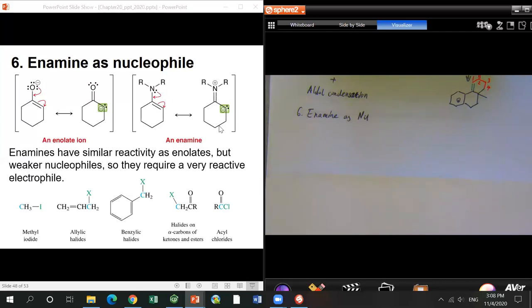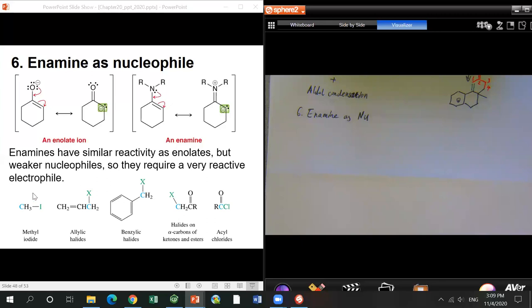And the only problem for the enamine, okay, is the alpha carbon, because you can see there's a negative charge on the nitrogen end, okay. So we are making this alpha carbon not such a strong nucleophile, okay. So that's a relatively weak nucleophile. So in this case, it requires a relatively reactive substrate, also called an electrophile, okay. And then the following is shown here, okay.